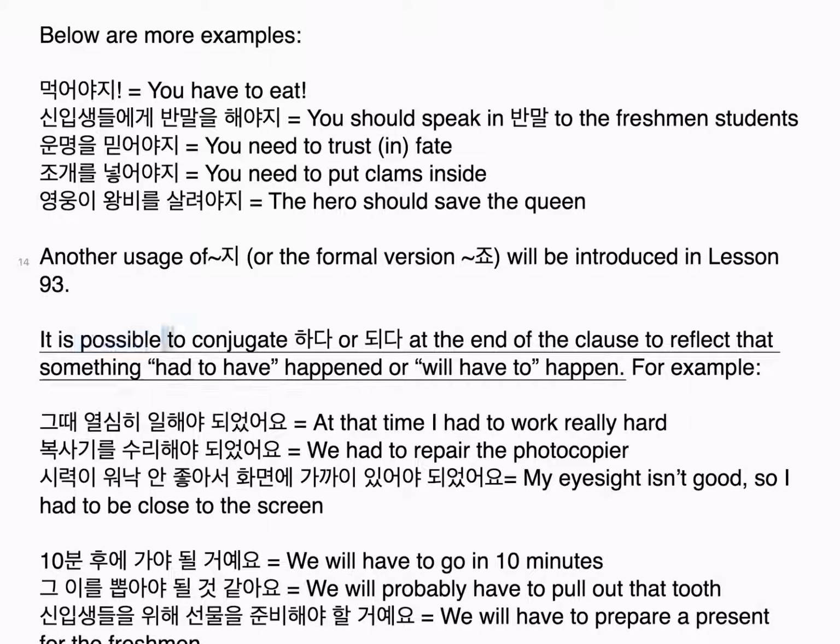It is possible to conjugate 하다 or 되다 at the end of the clause to reflect that something had to have happened or will have to happen. For example, 그때 열심히 일해야 되었어요. At that time I had to work really hard. 복사기를 수리해야 되었어요. We had to repair the photocopier.